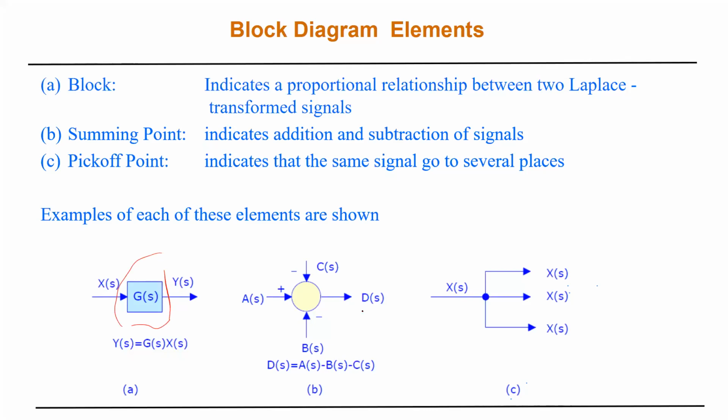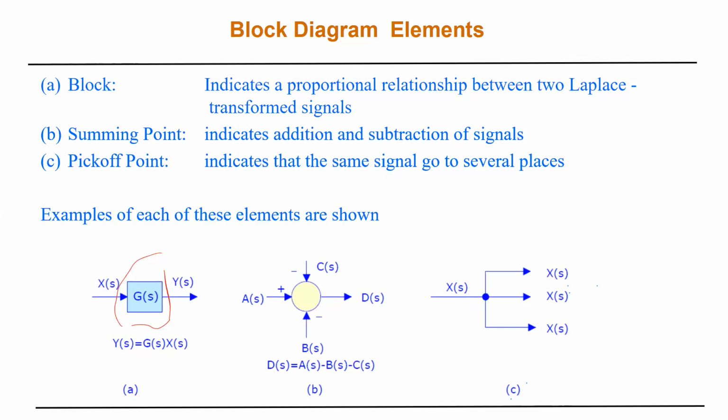This is a summing point. I have 3 signals coming, A, C, and B, coming to this place, and the result will be, it's algebra. D equal to what? D is moving out, so D equal to summation. Yes, A minus C minus B. The pickup point, this is the representation. I have a signal and I would like to feed it into 3 places.